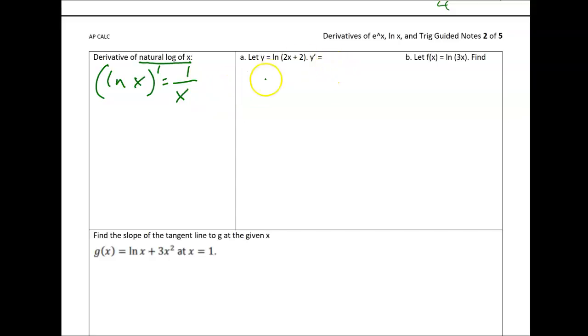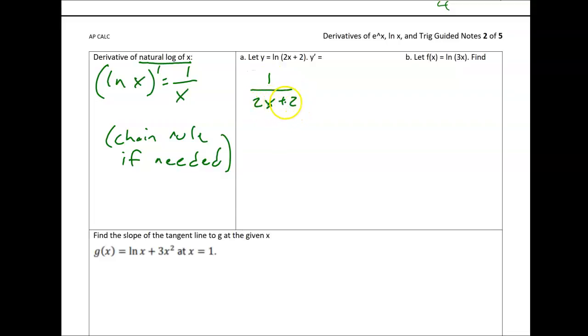Okay, so easy enough. If I asked you just for the plain old derivative of natural log of x, you would say 1 over x. We're still going to use chain rule if needed. So in this case, y prime would be 1 over 2x plus 2, because that's what's inside my natural log, and then times the derivative of that inside function, which is 2. Okay, so we can write y prime as 2 over 2x plus 2. And you could simplify that by dividing everything by 2, but it's fine to leave it alone.